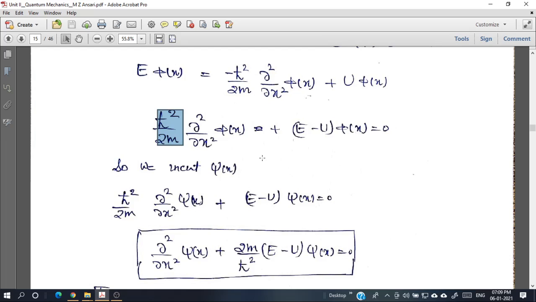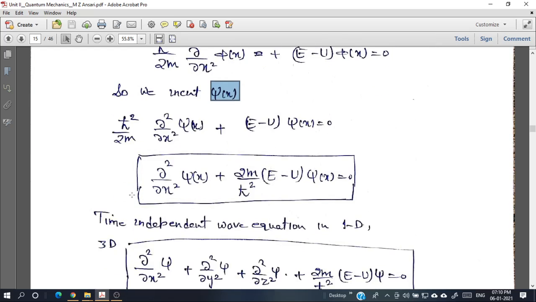As you know, this is the function, so we can change the function, as you know, by the property of integration or differentiation. So we have replaced this function phi x with psi x. Now this equation is converted to h cross upon 2m del 2 upon del x square psi x plus e minus u psi x. We did nothing else, just replaced phi x with psi x. So now this equation is converted to the form del 2 psi upon del x square plus 2m over h square e minus u psi x is equal to 0.